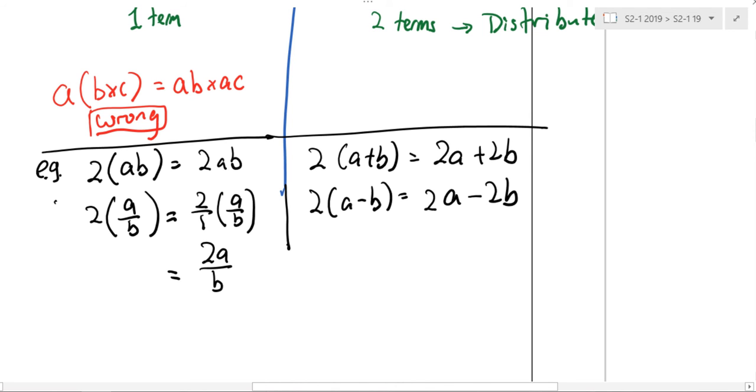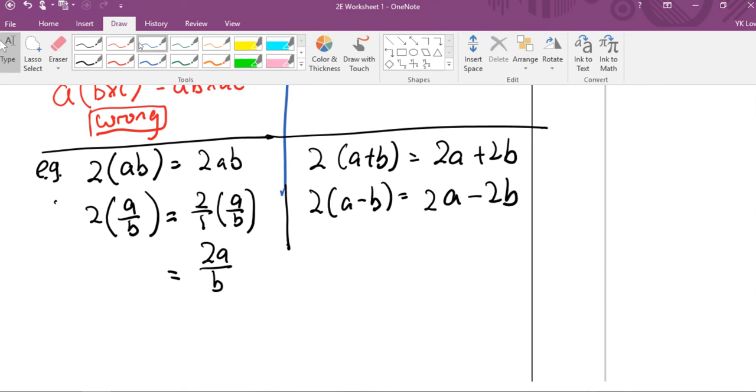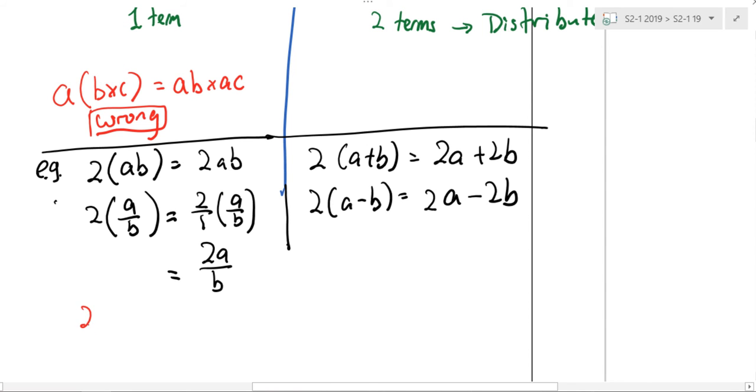Can I show you the wrong one? The wrong one will be, you tell me, 2A over B, this is 2A over 2B. Why is this wrong? Because when I cancel, it will become what? A over B. Can they be equal? No. Am I too fast? Yes. Should I slow down? Yes.